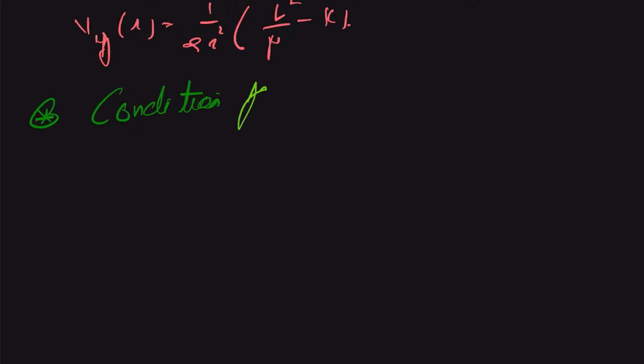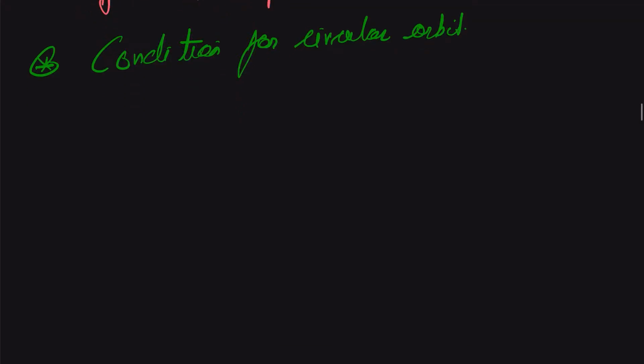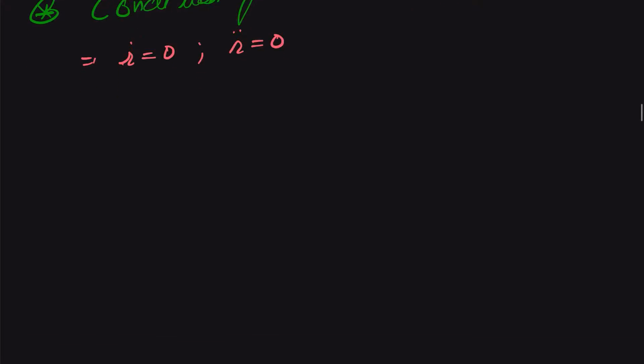Condition for circular orbit, and we can write that condition: its first derivative will be equal to 0, as well as the second derivative will also be equal to 0. Therefore we can write the equation for our radial force equation.